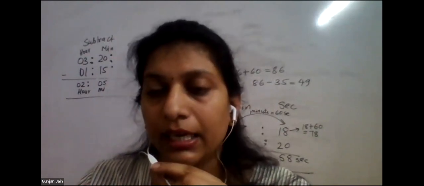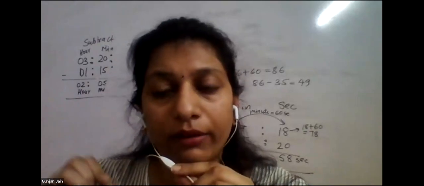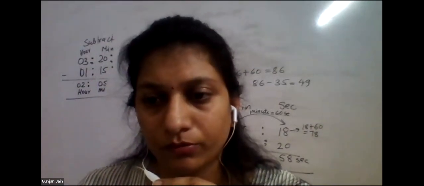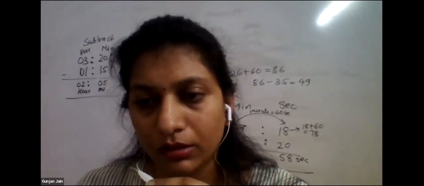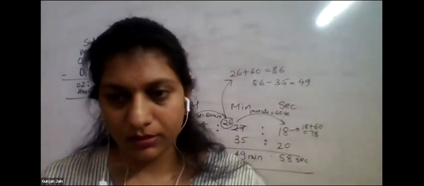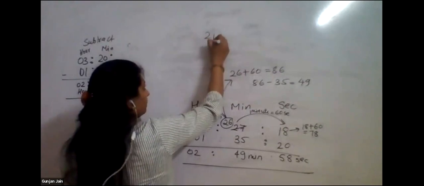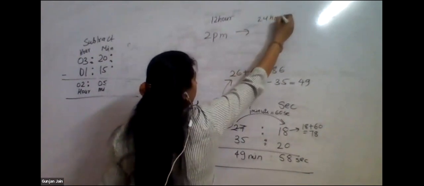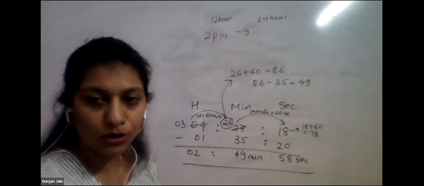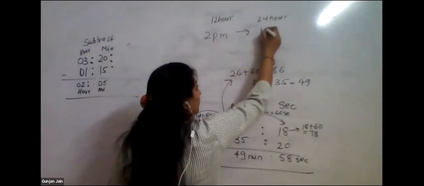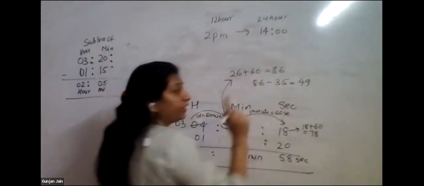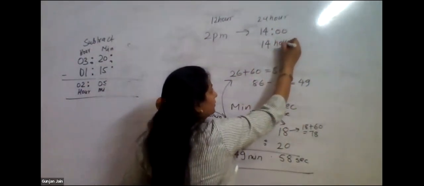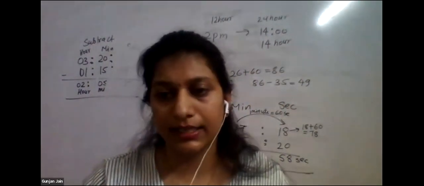If I say 2 p.m., how will you write it in 24-hour format? This is 12 hours and you have to write it in 24 hours. Yes, those who have given me 14, that is correct, 1400, but you do not have to write AM and PM here, or you can say 14 hours. 14 hours is the correct answer.